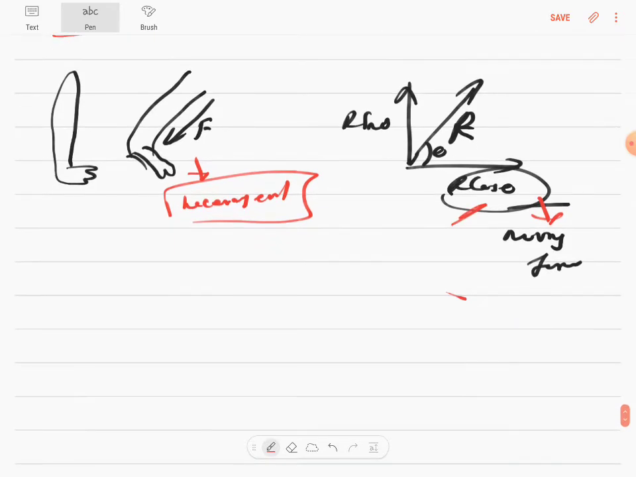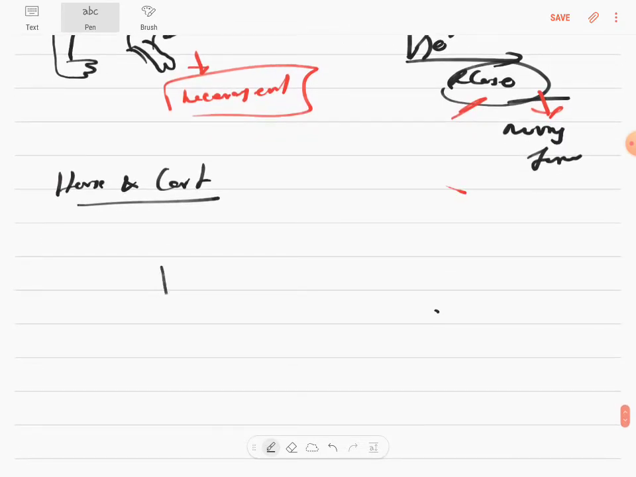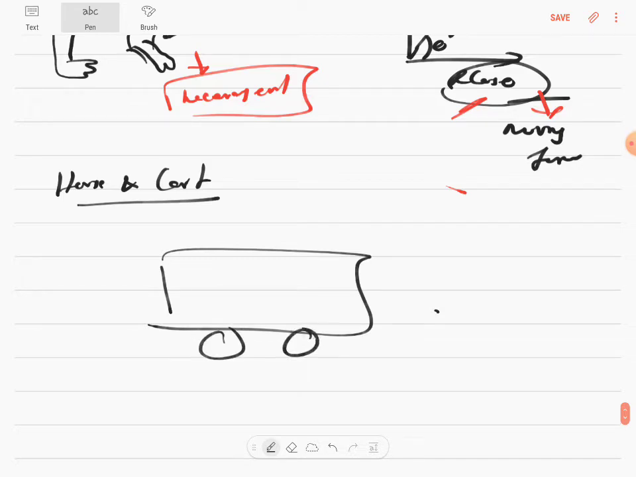So let's talk about horse and cart problems. Horse and cart problems. Okay, suppose ஒரு கார்ட் ஒன்று இருக்குது. இந்த கார்ட் இப்படி இருக்குது, இதுக்கு வீல் இருக்குது, and this cart is being pulled by a horse.